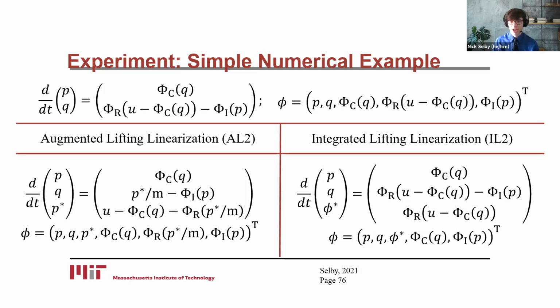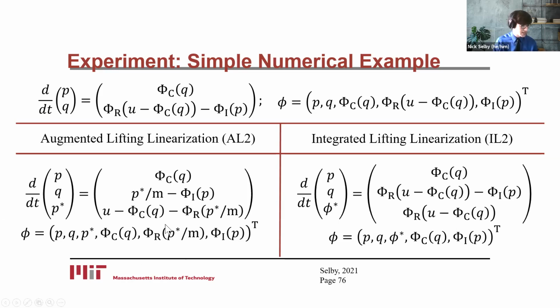Effectively, this replaces our anti-causal observable with a new observable function, a new nonlinear function of our new state instead of the exogenous input, and it augments the system space with the dynamics of our new state, that's P star, right? The integrated lifting linearization is a bit simpler. It simply instructs replacing the anti-causal observable with its integral. And one thing to note is that due to the augmentation of the additional state in AL2 that is absent in IL2, the AL2 model is of slightly greater dimension, right?